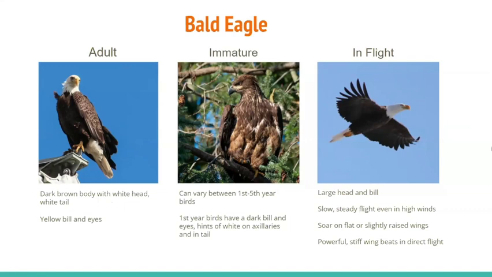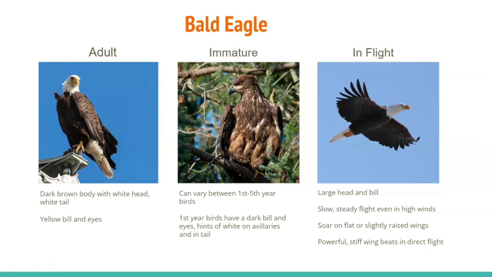So for immature bald eagles, it gets pretty interesting. Their plumage can actually vary between the first and the 5th year, because bald eagles don't actually get that full white head and tail until they're about 5 years old. So for a first-year bird, like the one pictured in the middle here, they tend to have a very dark bill and eyes. And if you were to look at the axillaries, so kind of like their wing pits, you would see some white there.